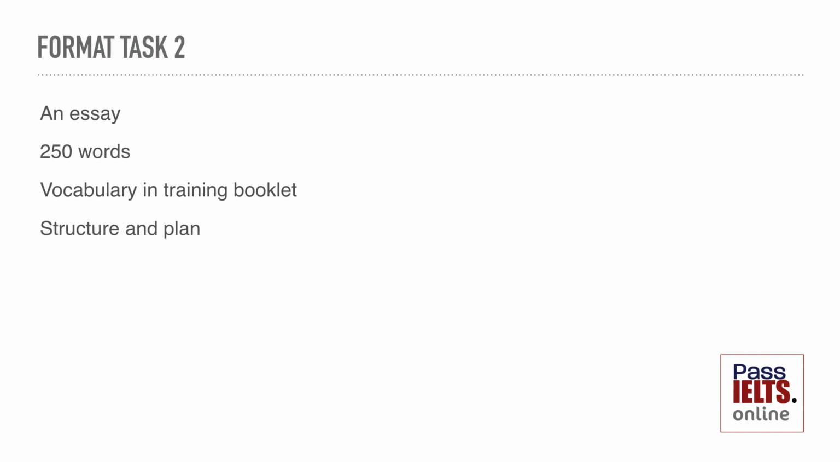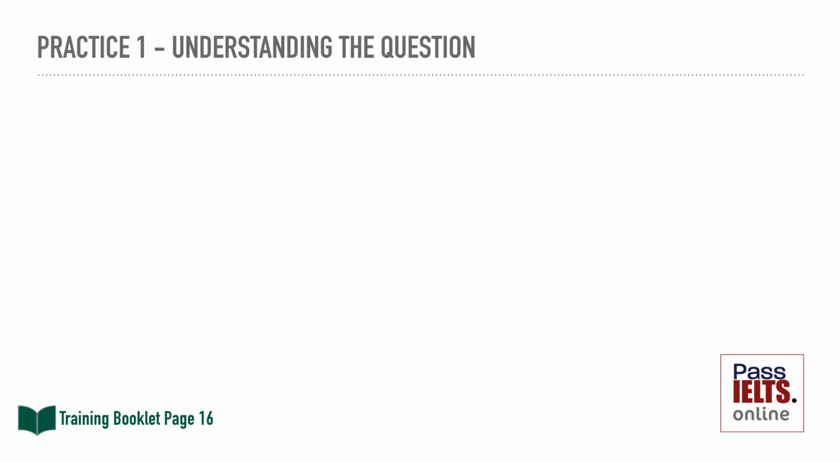First of all, we'll have a look at the format for task 2. Task 2 is an essay in which you have to discuss a given topic and give your own opinions. It is 250 words long and you will find some useful phrases in your training booklet. As with task 1, it is important to have a structure and plan your writing, and that's what we'll be practicing in this lesson. First of all, we're going to firstly look at a task together and secondly practice once together with my guidance, and then thirdly you will have the chance to practice a task 2 alone.